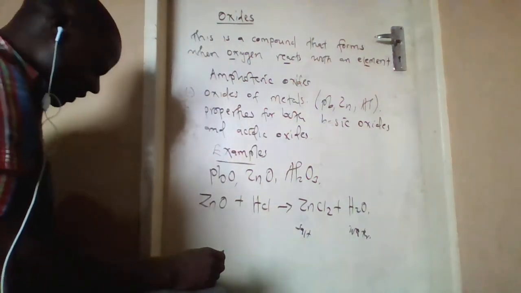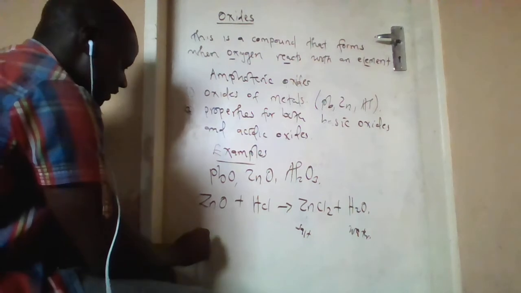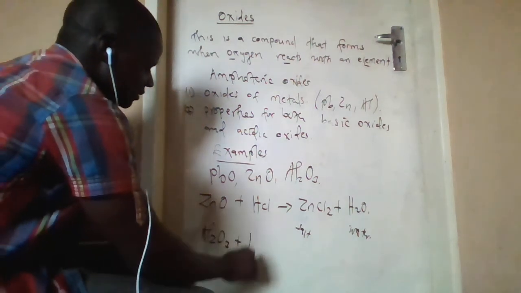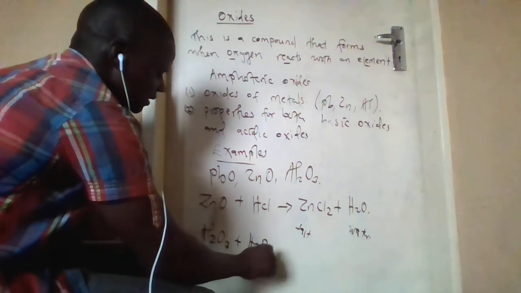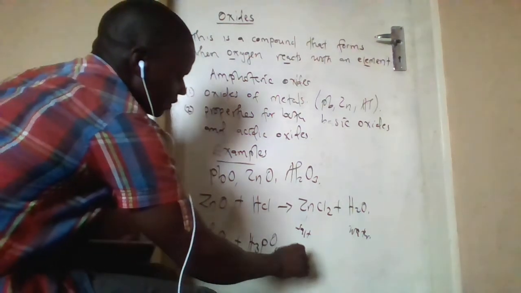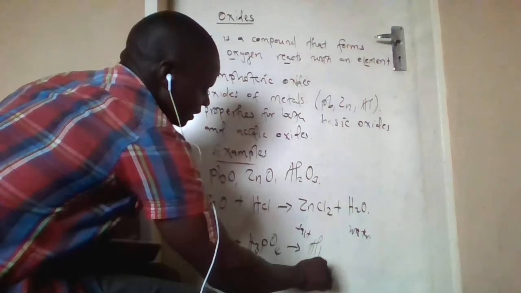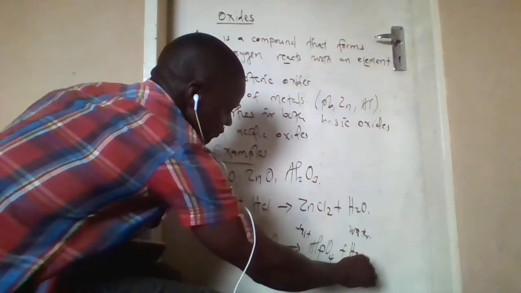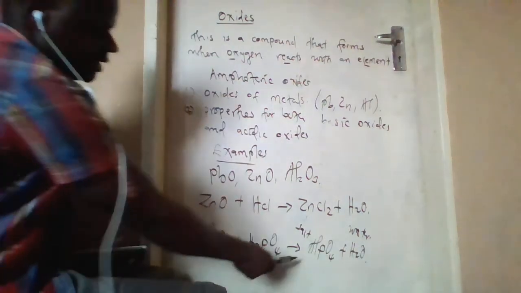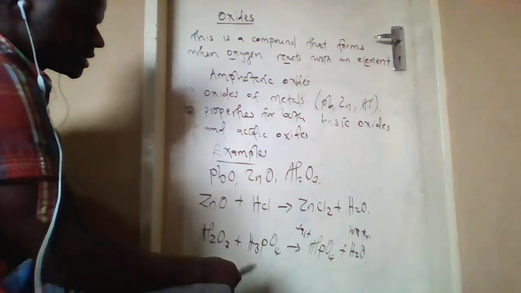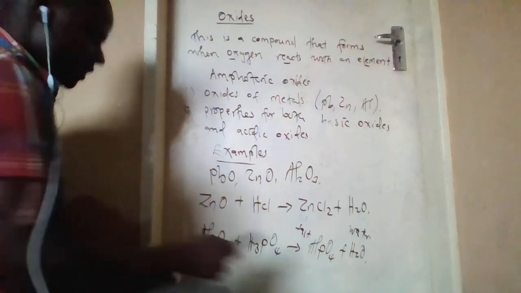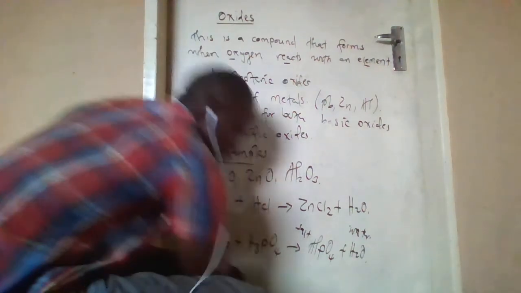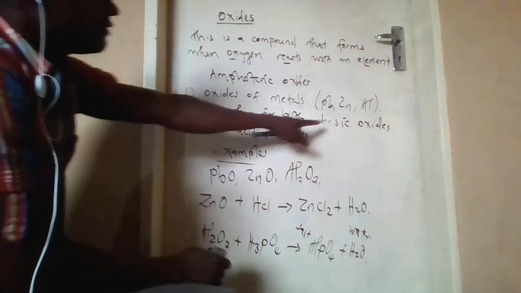The other example that we can look at is aluminium and phosphoric acid. So Al2O3 reacts with phosphoric acid. We're going to have aluminium phosphate plus H2O, where aluminium phosphate is a salt and H2O is water. Meaning for them to react with acids, they have basic properties.